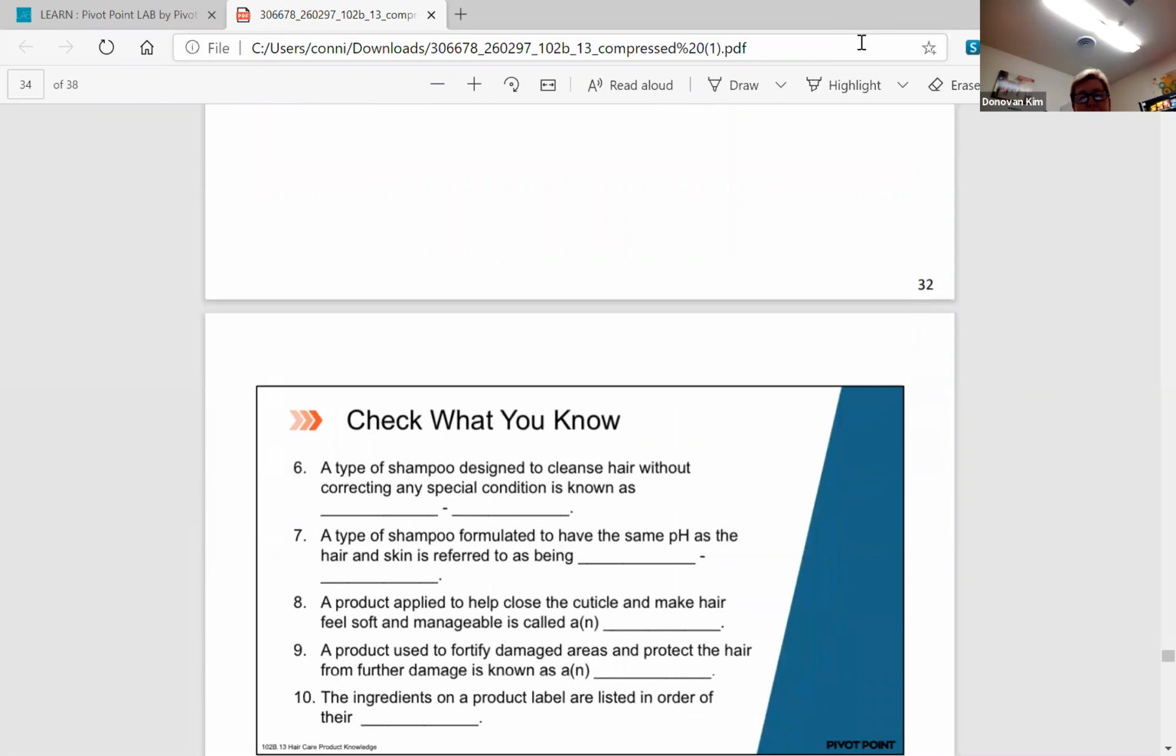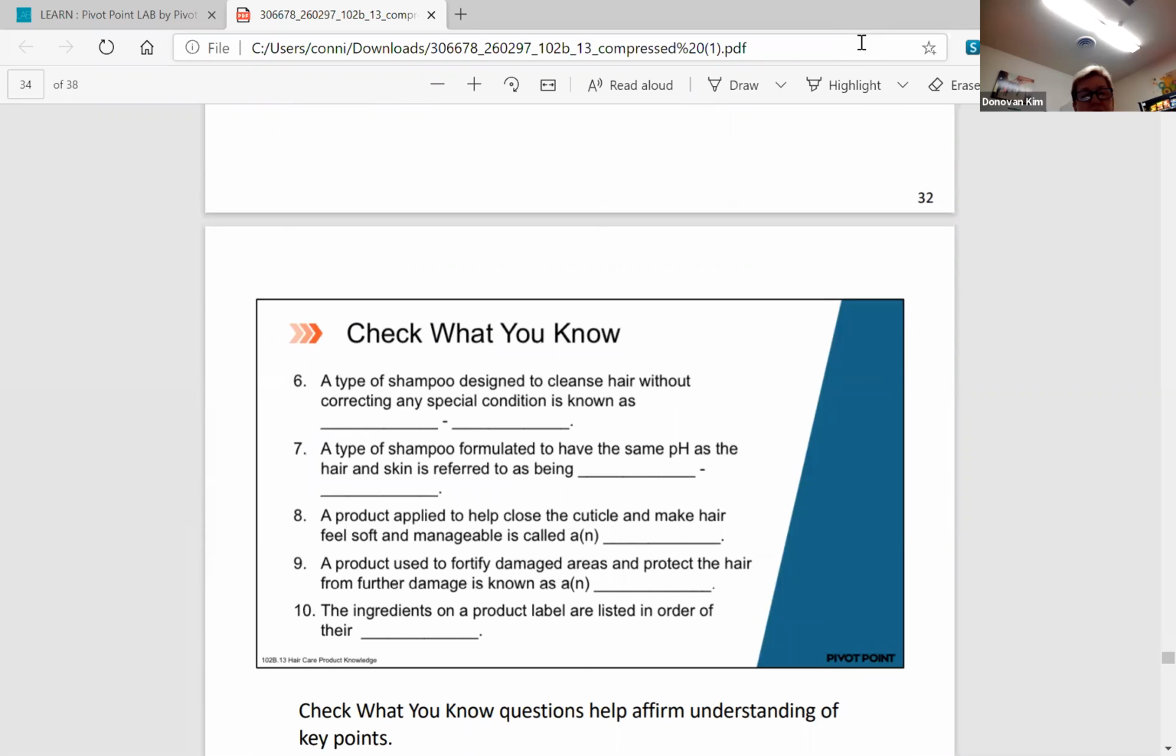Okay, a type of shampoo designed to cleanse hair without providing any special conditioning is known as what type of shampoo? So we're going to go back to our little notes on our shampoos. This one cleanses without conditioning anything. So, plain shampoo? Anybody else want to guess? Or an all-purpose shampoo? I think all-purpose. You think, yeah?